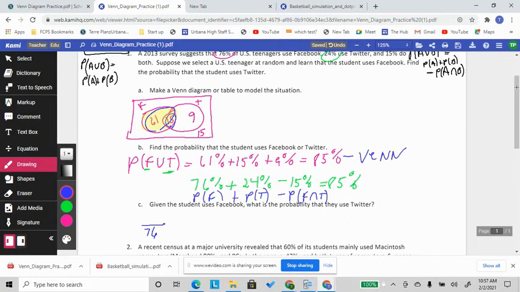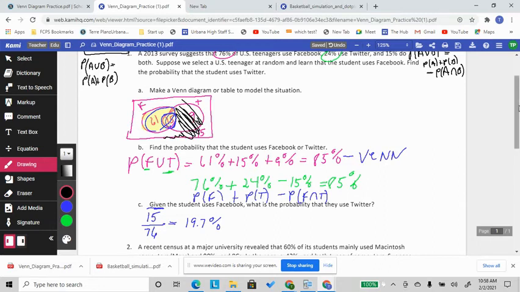What is the probability they use Twitter? So we're only going to look in this yellow. Where do I have a Twitter? Right here, 15%. So it's 15 over 76%. And that gives me 19.7%. Let me go over that again. This is a given, so that means that's all you're given. Everything else disappears. So all of this disappears because I'm only given what's in yellow. So given Facebook, 76. What's the probability of having Twitter? Twitter right here, inside that yellow, is 15%.